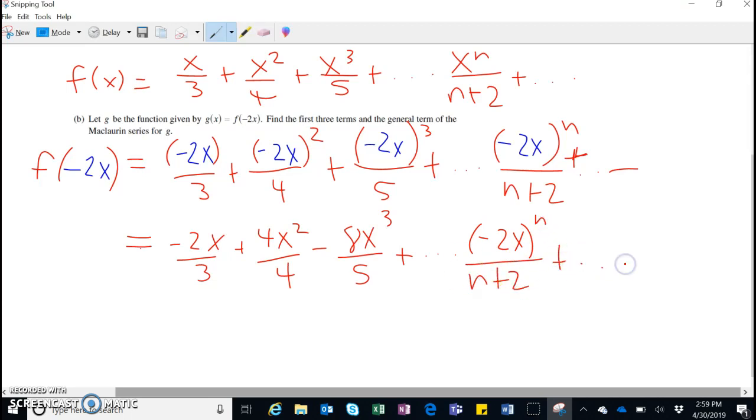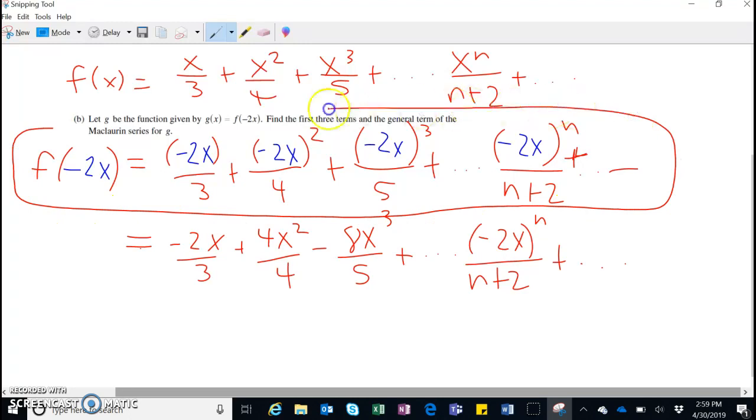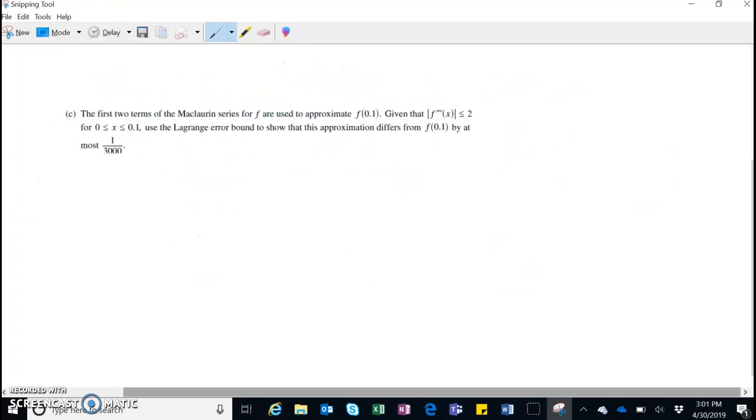You can see that there's even more simplifying I could do if I wanted to get rid of the 4's, but again, I want to just emphasize that if it were me, I would stop right there because I've answered the question. Okay, and finally on this exam, we're told that the first two terms of the Maclaurin series are used to approximate f of 0.1.